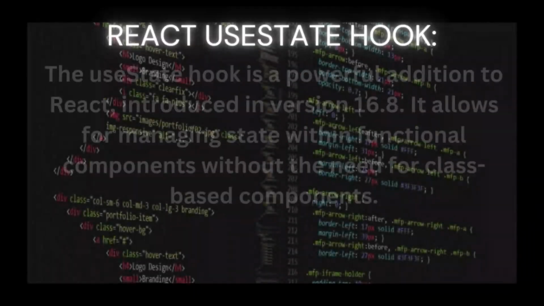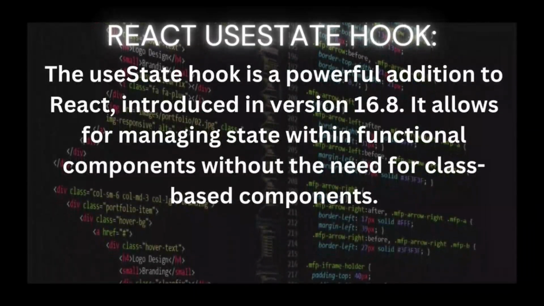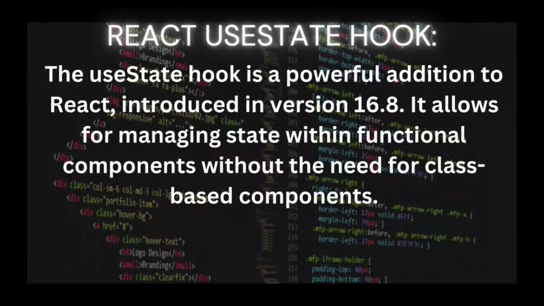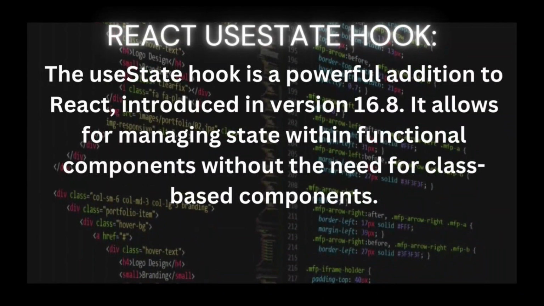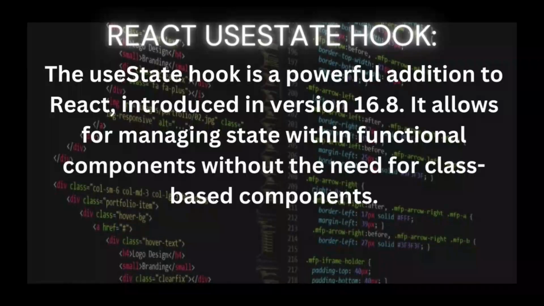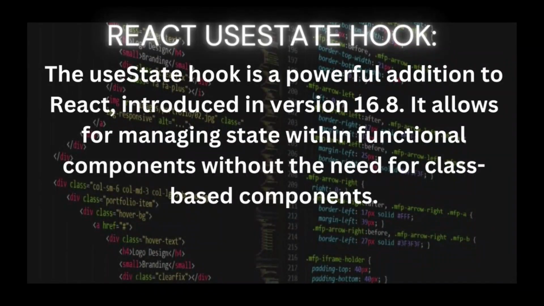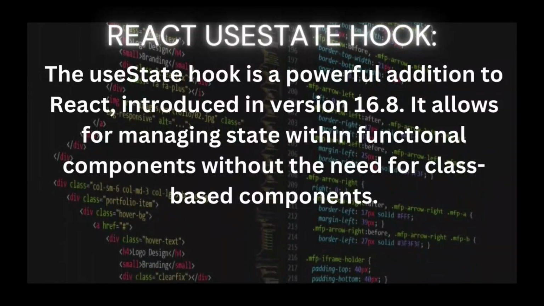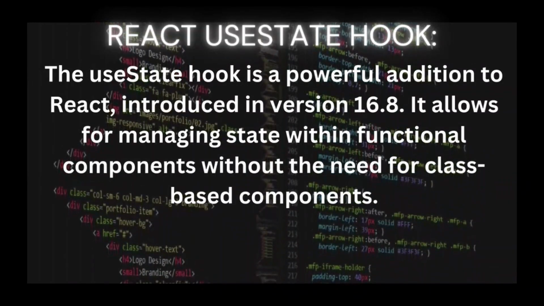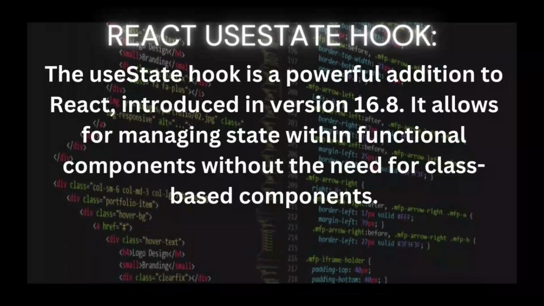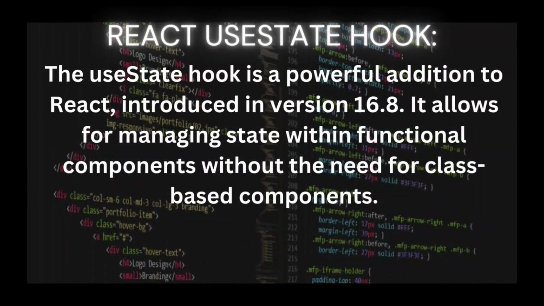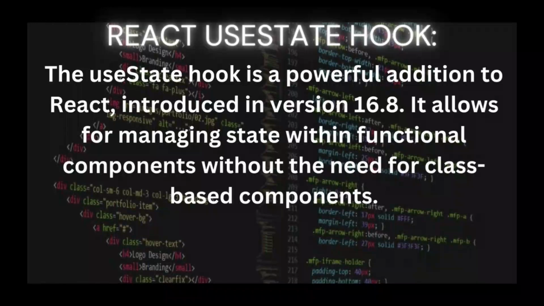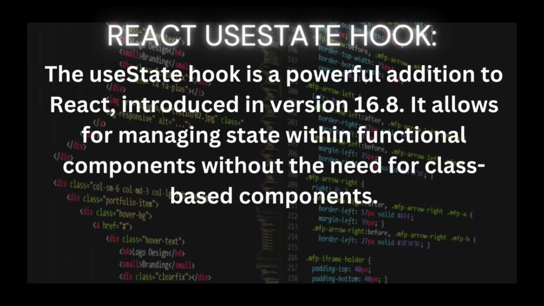So the first hook we're going to look at is the useState hook. The useState hook is a powerful addition to React, introduced in React version 16.8. It allows for managing state within a functional component without the need for class-based components, right? So managing state within your functional component without necessarily depending on class-based components is what useState is meant for. So how do you make use of useState? What are the steps? There are 3 steps to actually use the useState hook.